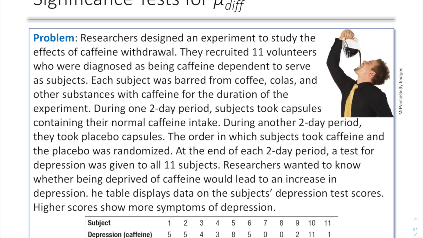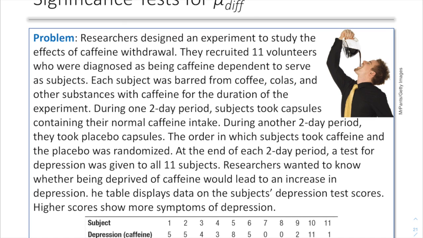Okay, so here we're talking about caffeine withdrawal. So they recruited 11 volunteers who were diagnosed as being caffeine dependent to serve as subjects. Each subject was barred from coffee, colas, and other substances with caffeine for the duration of the experiment. During one 2-day period, subjects took capsules containing their normal caffeine intake. During another 2-day period, they took placebo. The order in which subjects took caffeine and the placebo was randomized. At the end of each 2-day period, a test for depression was given to all 11 subjects.